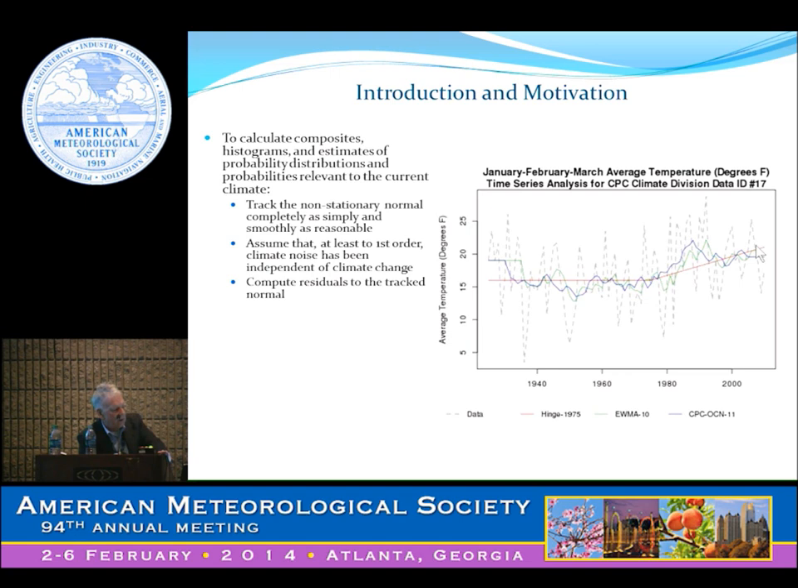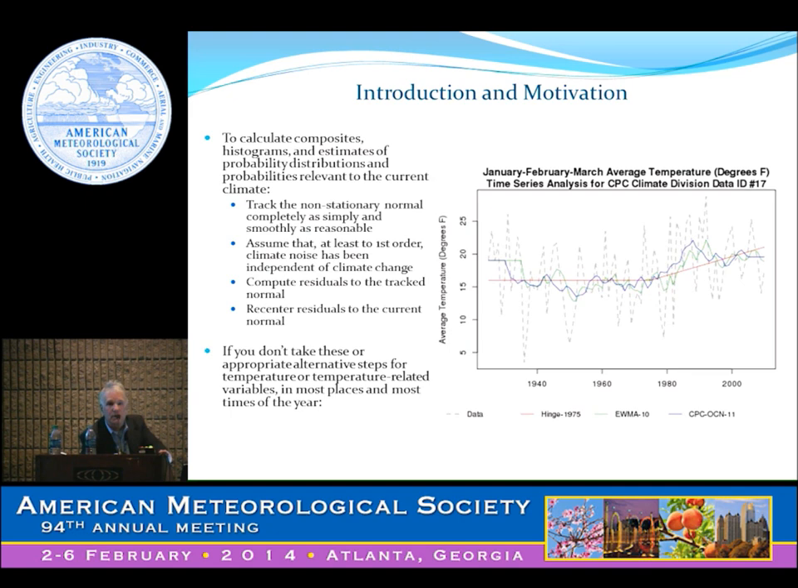So if you can assume that, then you can compute the residuals, just subtract the data from the hinge fit, and then recenter all those residuals to the last value on the hinge curve, basically the estimate of the current normal. And then you can happily proceed to composite on, say, strong ENSO, strong El Ninos or La Ninas. You can compute conditional probabilities or just raw probabilities. And they should be much more relevant estimates of what's going on right now.